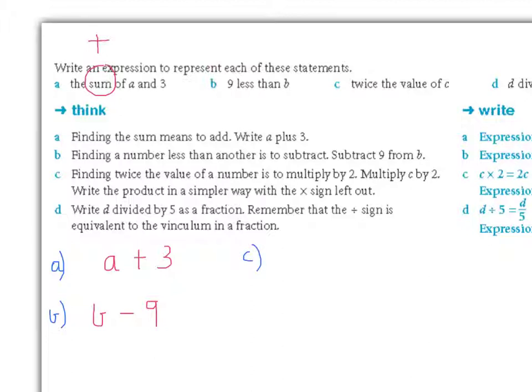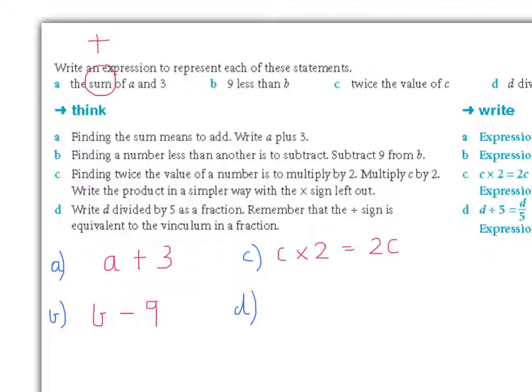Example C says twice the value of C. So we want to be able to write an expression that says twice the value of C. So we want C times 2. Remembering that in algebra we don't use the multiplication sign and this number comes before the letter, we will have 2C.